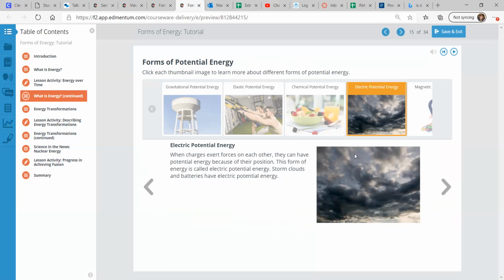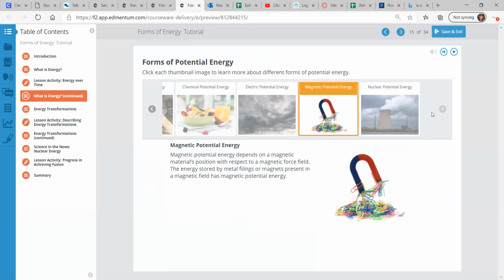Then there's electric potential energy. When charges exert forces on each other, they can have potential energy because of their position. And this form of energy is called electric potential energy. Storm clouds and batteries have electric potential energy.